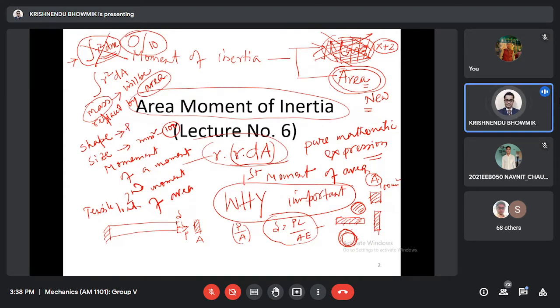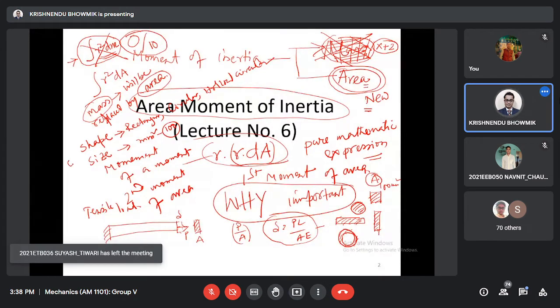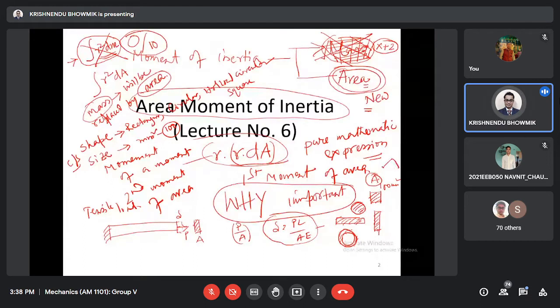Size is the same and shapes are different. One is rectangular, other is circular, hollow circular cross sections. We are talking about cross section, CS is cross section. Then square. Maybe I can consider one triangular shape also. Triangular. Axial tensile load, axial deformation same.